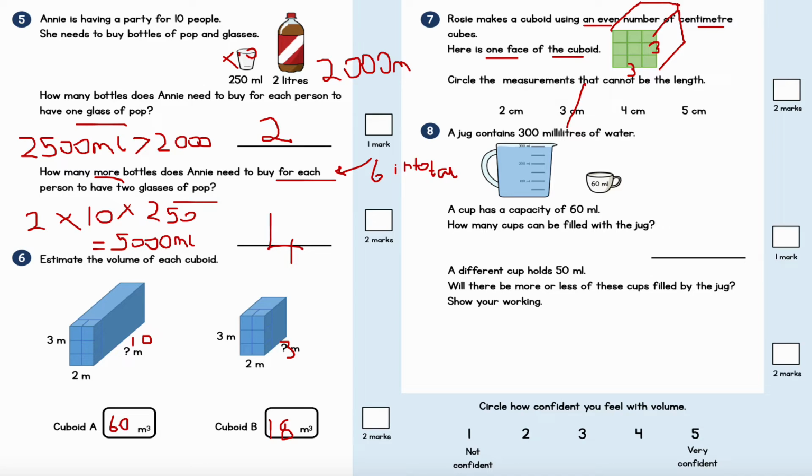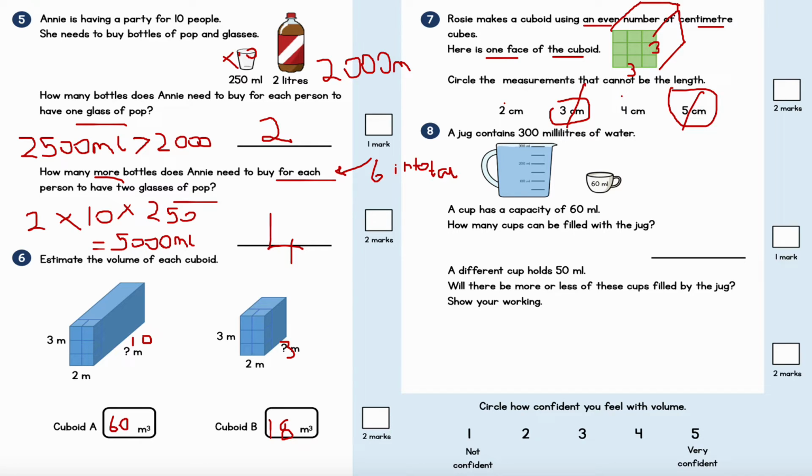It says using an even number of centimeter cubes, so it can't be 5 because it has to be an even number. So these two are out. It could be a 2 or a 4, but we are asked to circle the ones that it cannot be. So it's 3 and 5, because if you read the question, it says using an even number of centimeter cubes. 2 is even and 4 is even. It can't be 3 because then it becomes 3 by 3 by 3, which is a cube. And it can't be 5 because it has to be an even number, and 5 is not even. This is question number 8, guys.